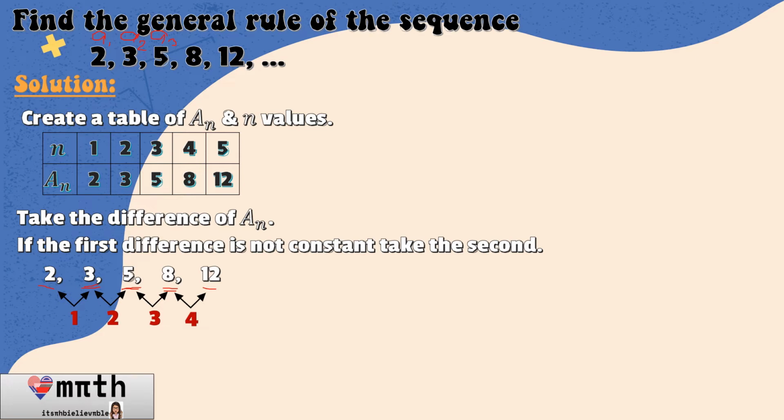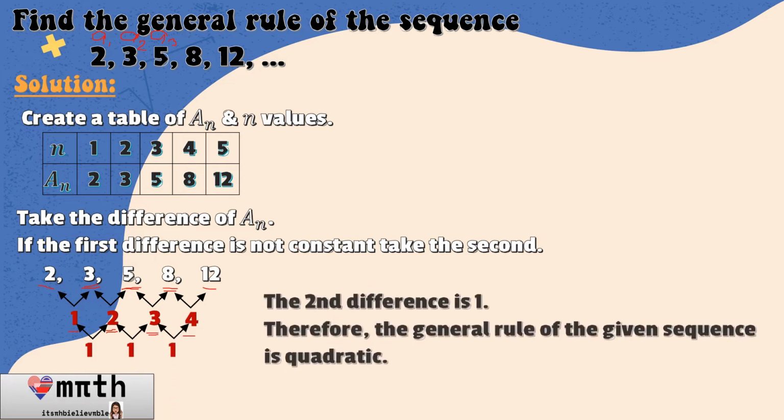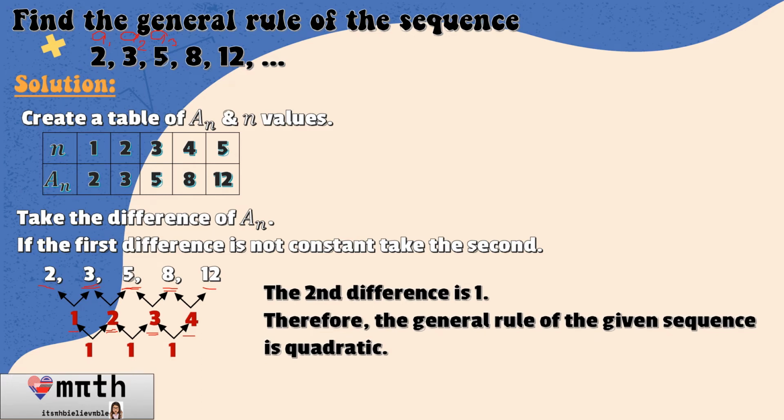Now, let us try to get the difference into a second level. 2 minus 1, that will be equal to 1. 3 minus 2 is equal to 1 also. 4 minus 3 is also equal to 1. So, as you notice, the second difference is equal to 1. Therefore, the general rule of the given sequence is quadratic.